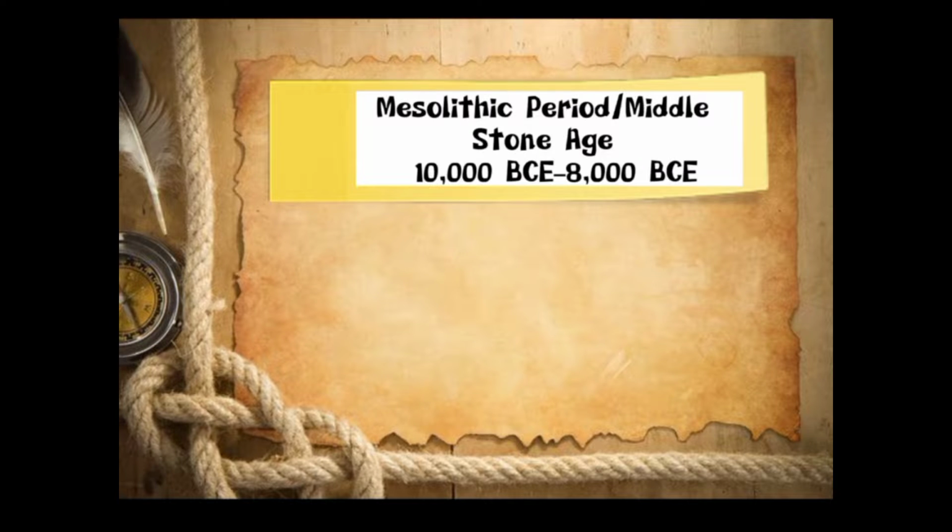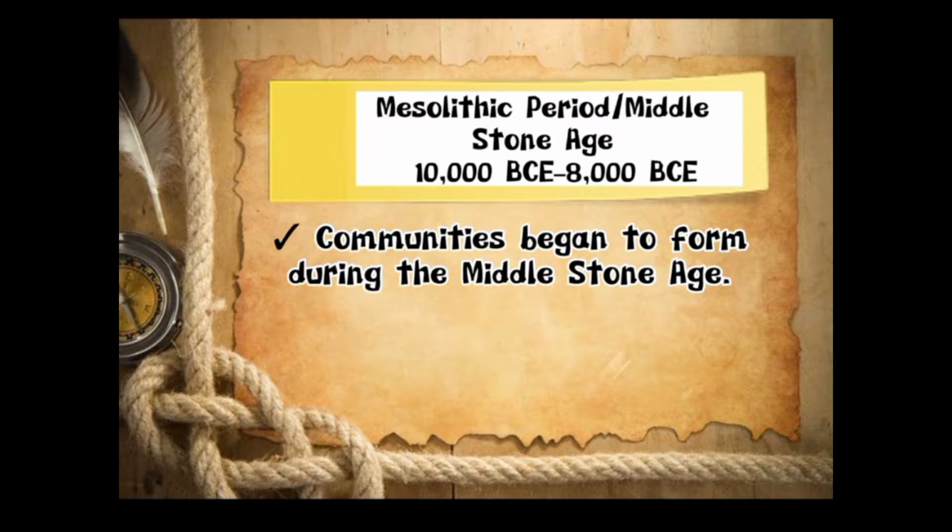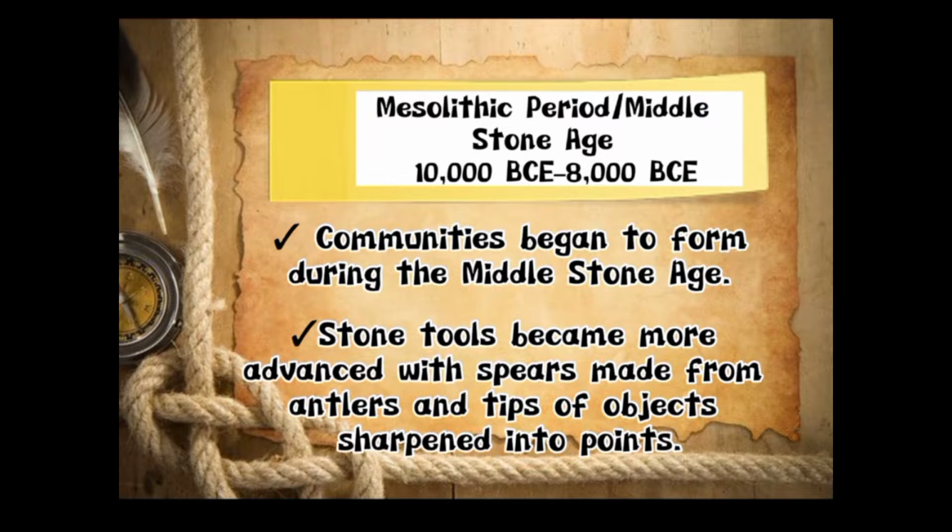So first, we will discuss the Mesolithic period or the Middle Stone Age, from 10,000 BCE to 8,000 BCE. Communities began to form during the Middle Stone Age. Although these were mostly still nomadic, there were signs of some agriculture. Stone tools became more advanced, with spears made from antlers and tips of objects sharpened into points.